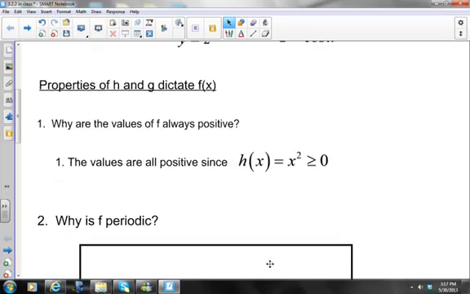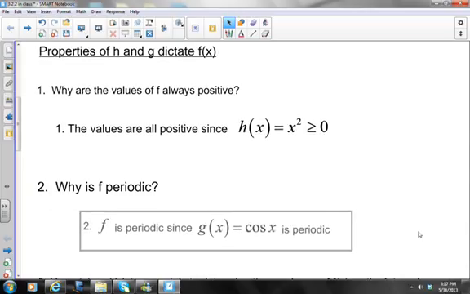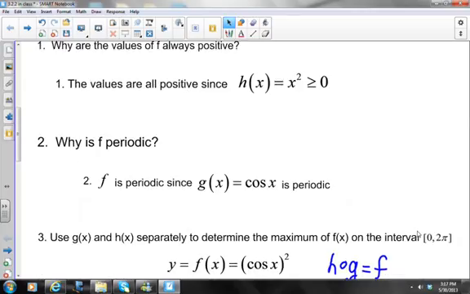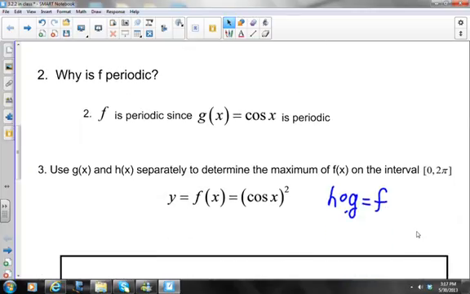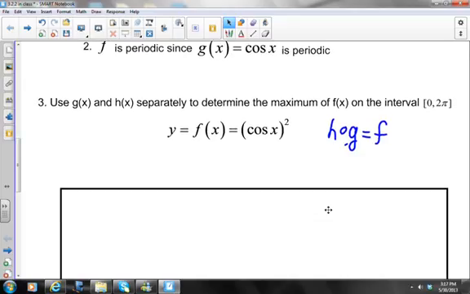The second question has to deal with the periodicity of the function f of x, which in this case comes from the function g of x equals cosine of x. Next, we want to use properties of g and h separately to determine the maximum of f of x. So without even graphing f of x equals cosine of x squared, we can look and see what the maximum and minimum are by looking at the components of the function.